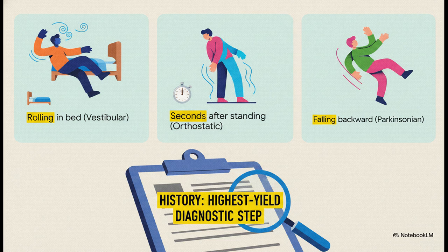So think about this scenario for a second. A fall while rolling in bed, a fall within seconds of standing, and a backward fall on turning. On paper, someone might just code all of these as a generic mechanical fall, right? But clinically, no way. These are 3 entirely different diseases. The history, not the MRI, not the CT scan, tells you exactly which mechanism you're actually treating. A detailed history is, without a doubt, your absolute highest yield diagnostic step.